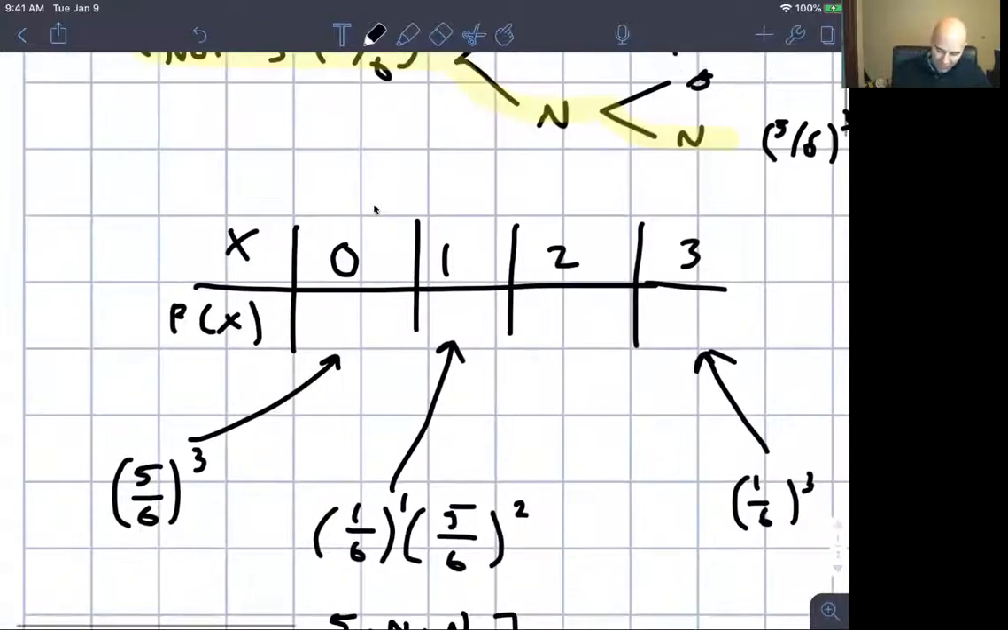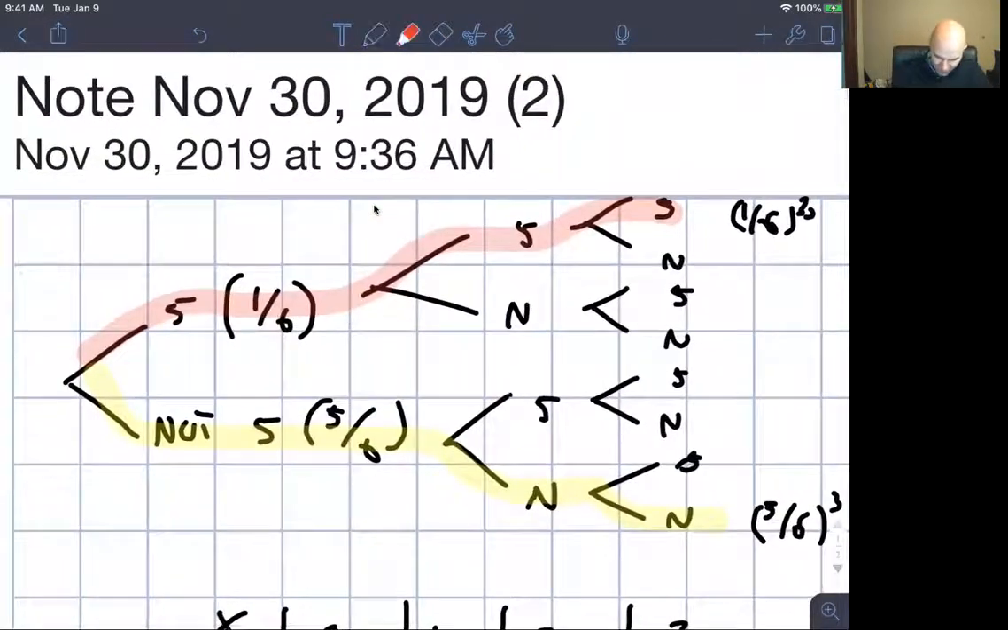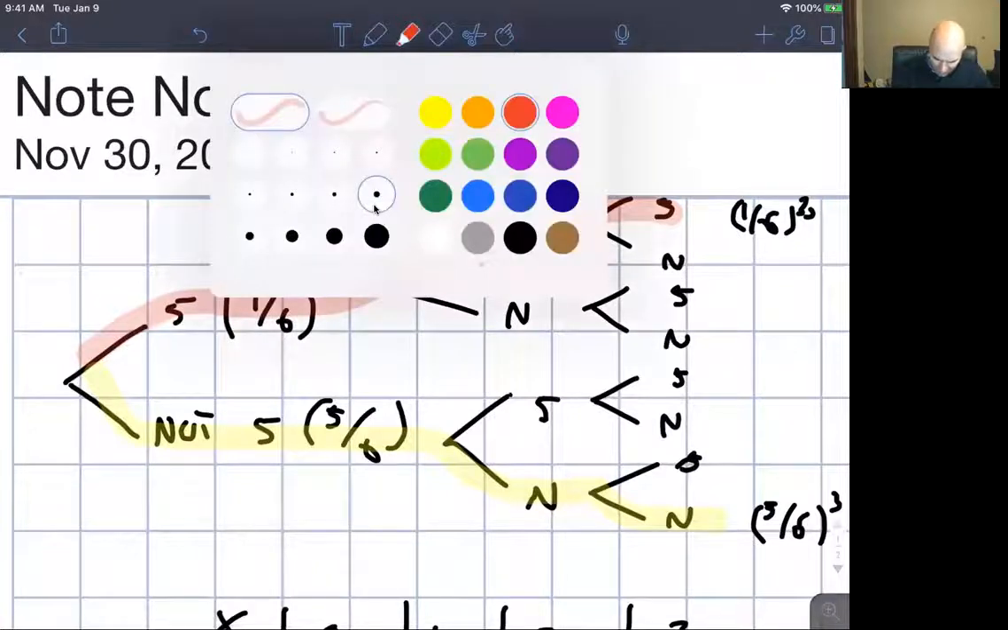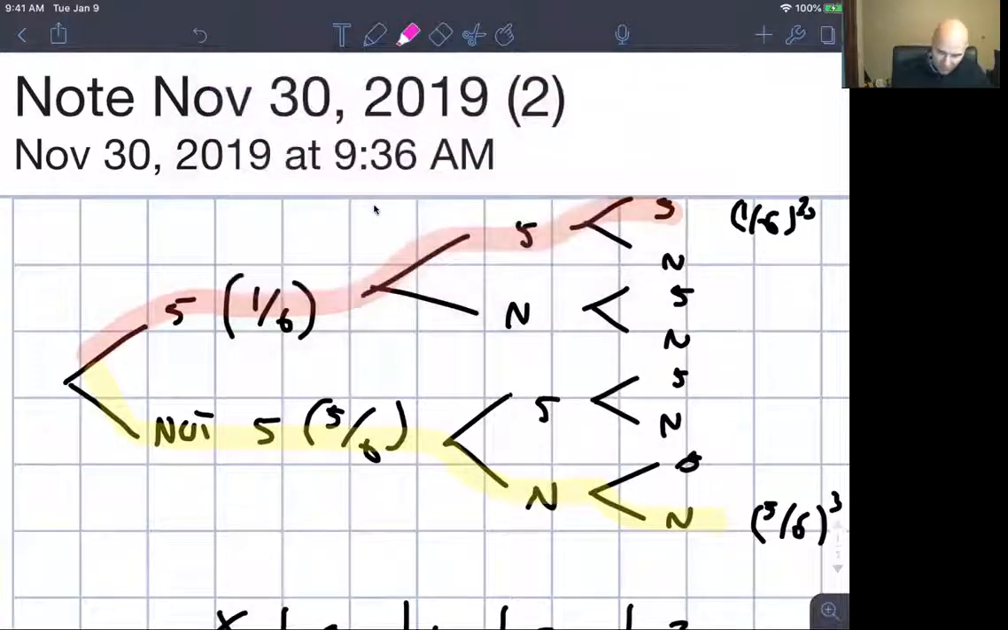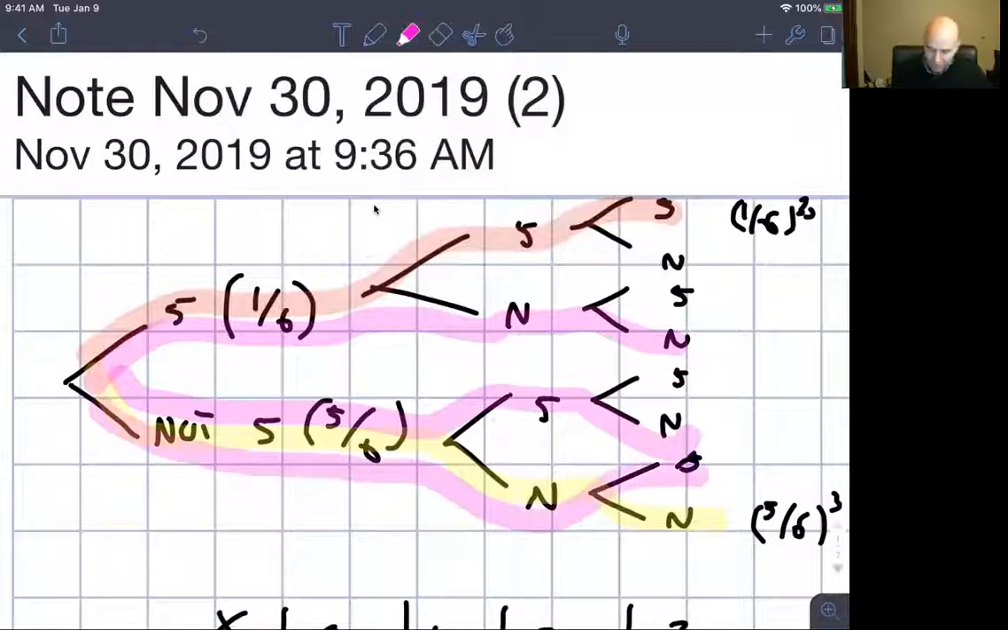And you'll see that if you go into this chart up here. So I'll make this a different color now. If I want to get exactly 1 5, what could happen is I could go here, and then here, and then here. So that's 1 5. Or I could go here, and then here, and then here. So that path also has exactly 1 5. Or I could go here, not 5, and then another 5. There are 3 different paths that lead to you getting exactly 1 5.